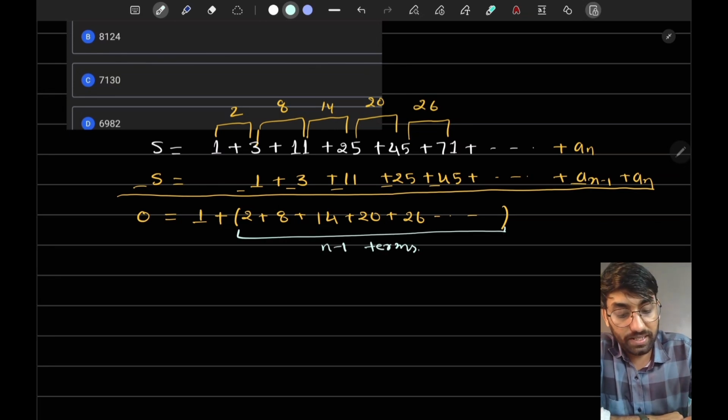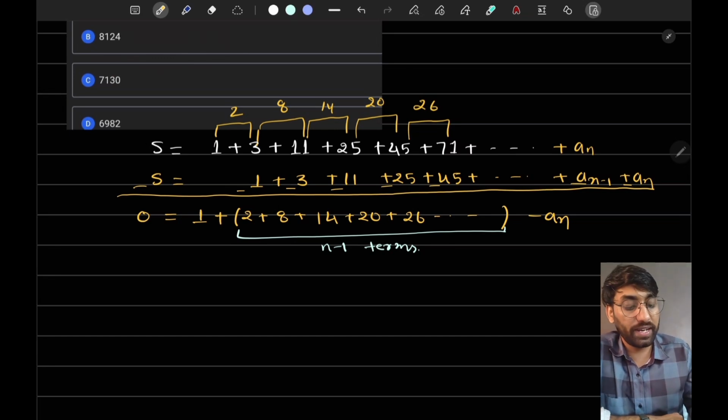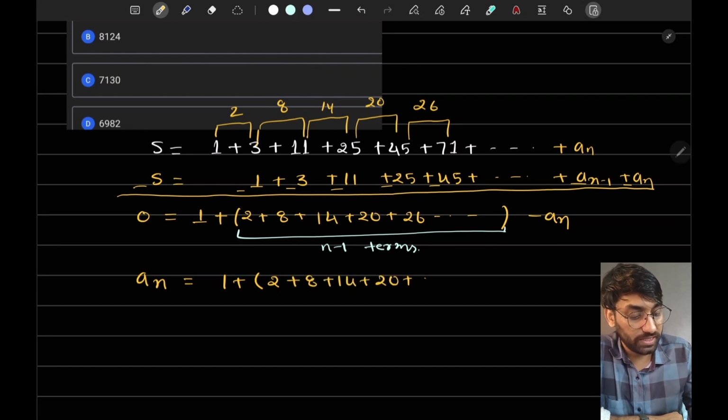And similarly I will have minus of a_n, because here minus will come. Now a_n I can take to that side. So what will I get? My a_n will be 1 plus 2 plus 8 plus 14 plus 20 plus 26 and so on.